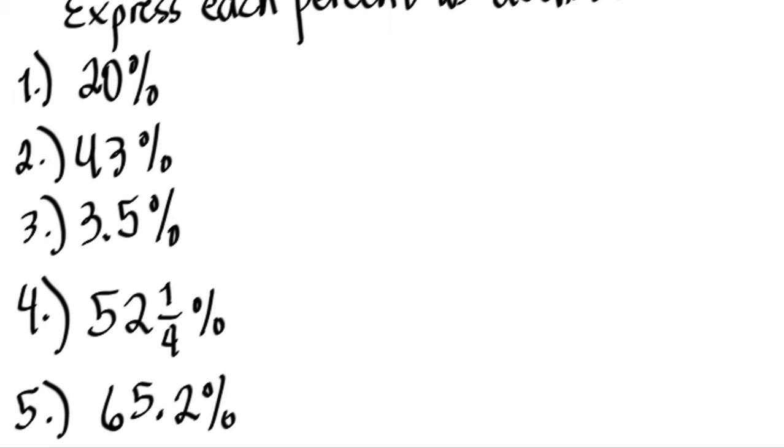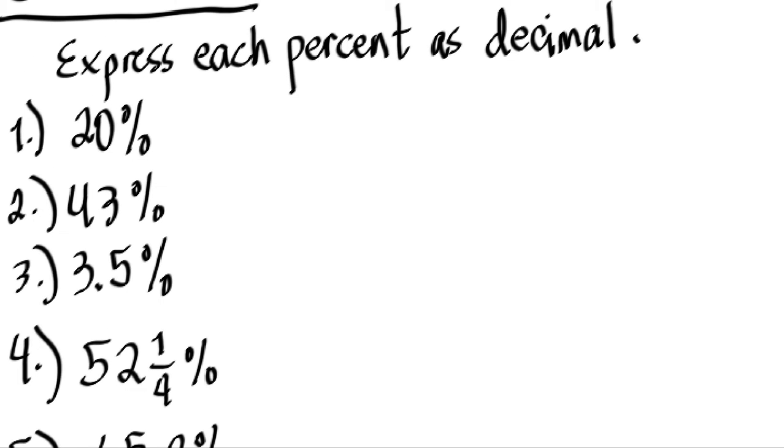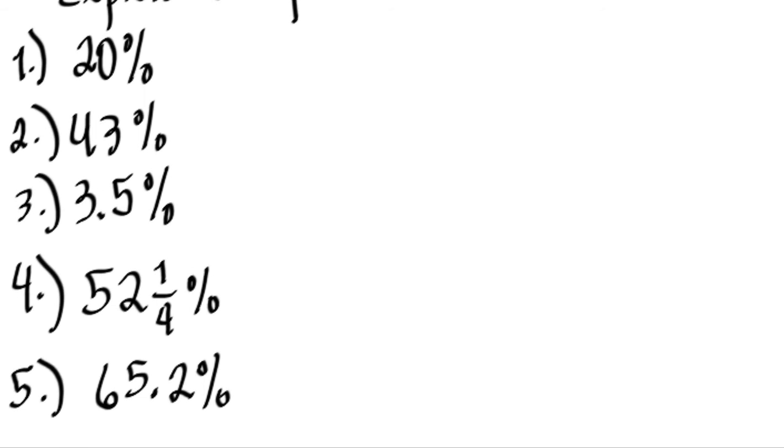Okay, so let's try to answer this right now. The directions are simple: express each percent as a decimal. So 20%. Move the decimal point twice going to the left. The decimal point is over here. So let's move it twice to the left. So 1, 2. This is going to give us 0.20 or 0.2. For number 2, what we have is 43%. Decimal point is over here. So let's move it twice to the left. So 1, 2. So what we have is 0.43.